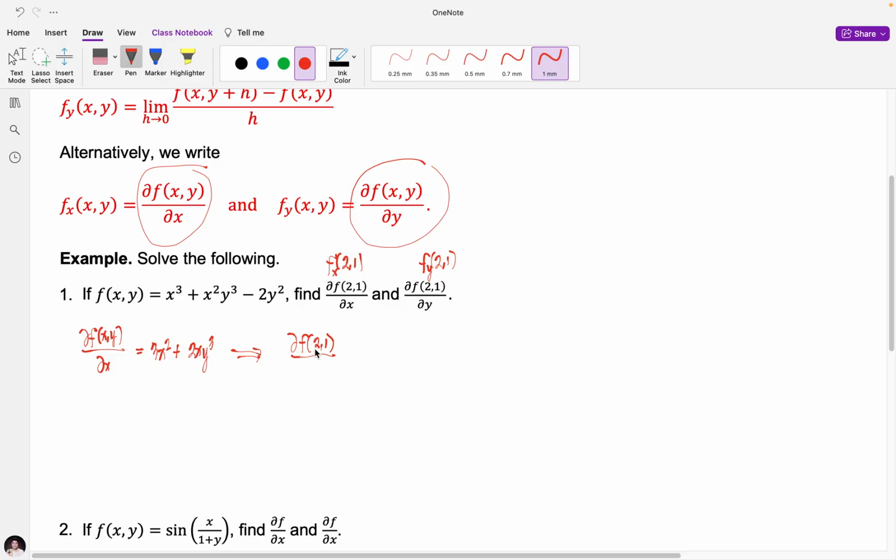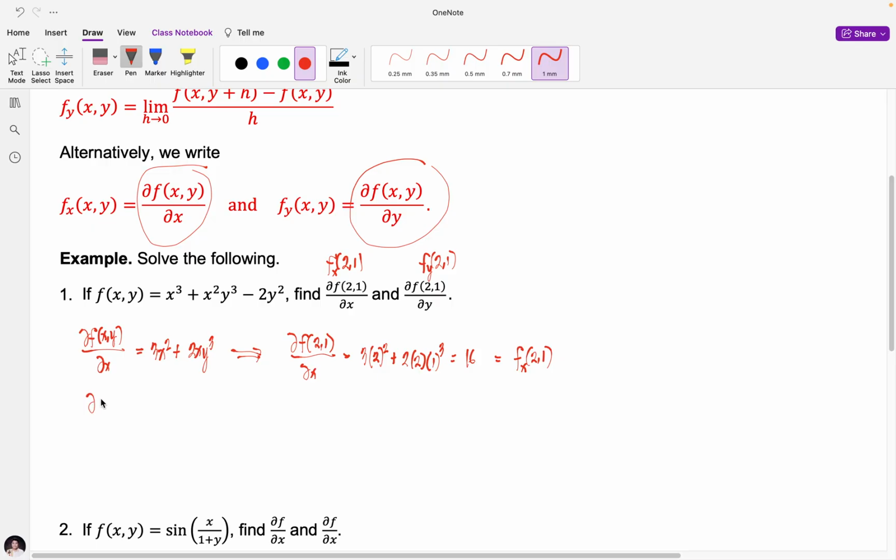The partial derivative of f at (2, 1) with respect to x is equal to, so we will substitute x with 2 and y with 1. So we have 3 times 2 squared plus 2 times 2 times 1 cubed. So this is 4 times 3, 12, plus 4 is 16. Okay, so that is 16. Okay, or this is equal to f sub x of (2, 1). So that is another way to write the partial derivative.